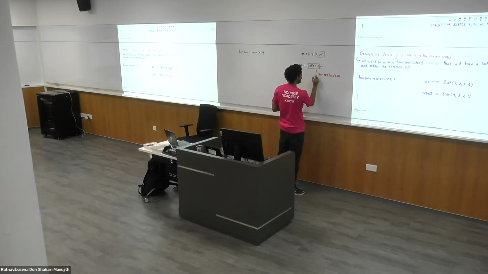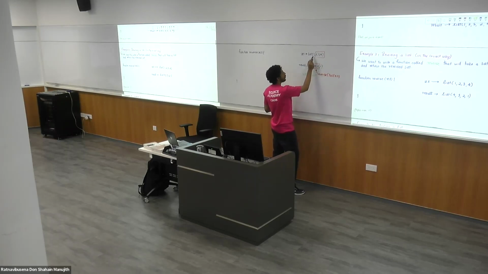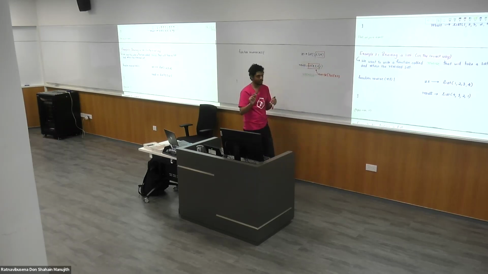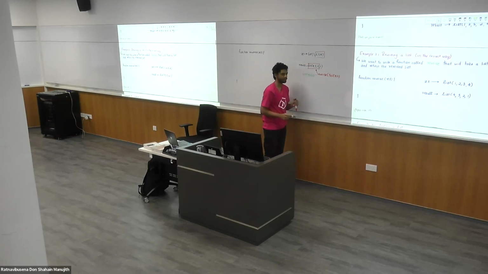So this thing would be equal to list 432. But I want to get list 4321. So I need to figure out how to put the 1 at the back. So the 1 is actually the head of xs. Now, can someone tell me how to put the 1 at the back? Who says pair?